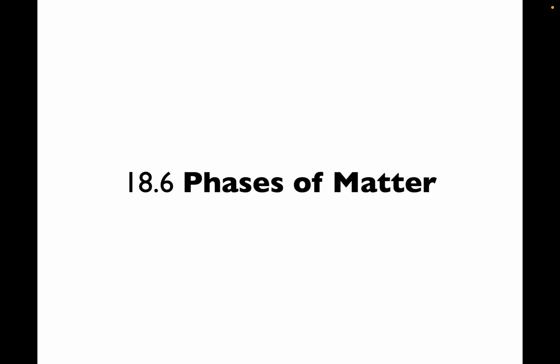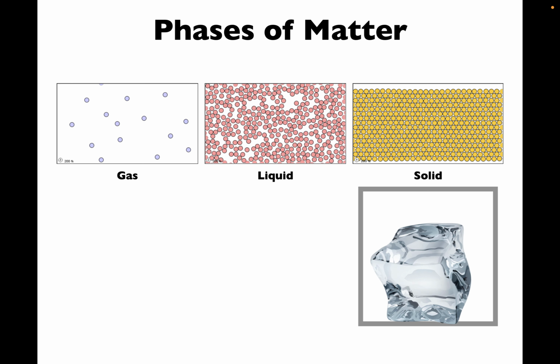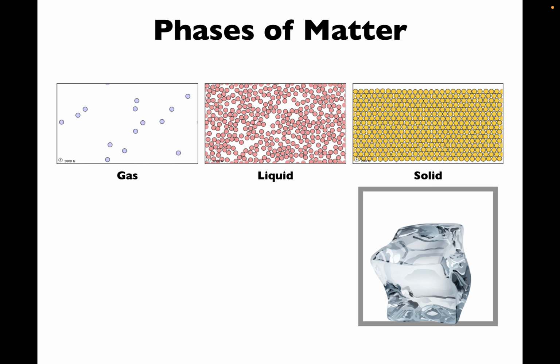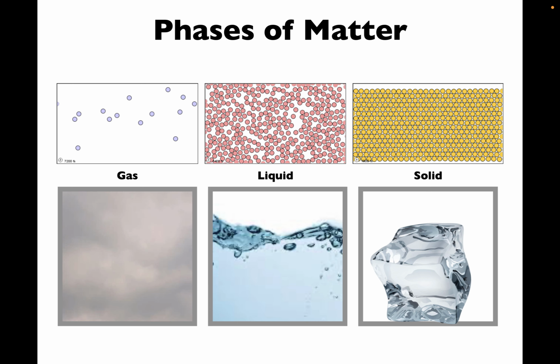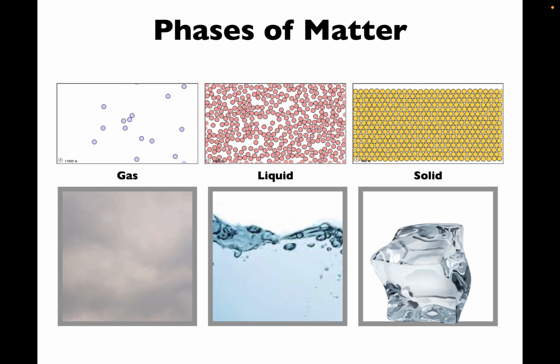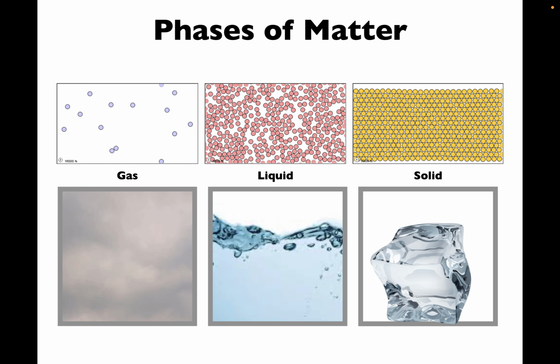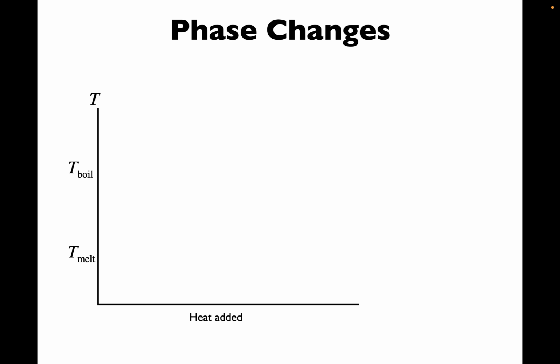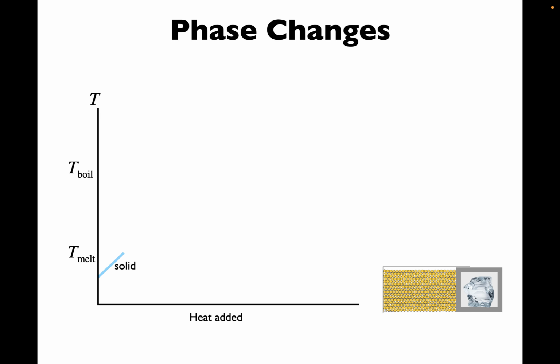All right, moving on to phases of matter. This is the pretty basic elementary school level. We have a gas, a liquid, and a solid, okay? So if you're thinking about water, that's steam and fluid and maybe an ice cube. Phase changes, we talked a little bit about in terms of calorimetry.